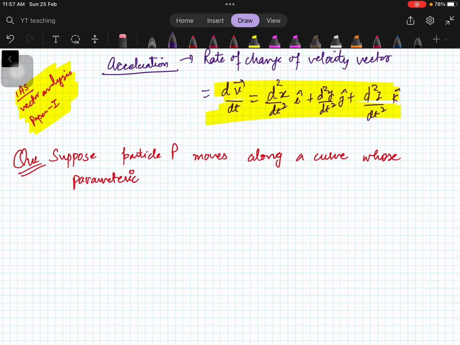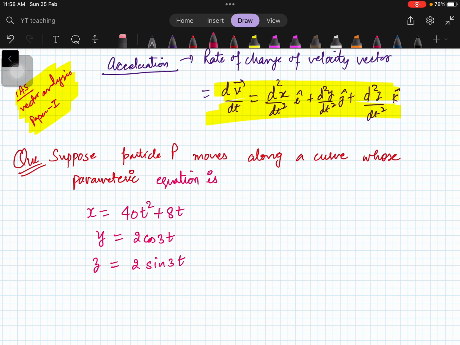I was getting so many comments asking for videos on vector calculus, because the stuff on vector calculus is limited, if you see. Coming back to our question: suppose particle P moves along a curve whose parametric equation is x equal to 40t square plus 8t, y equal to 2 cos of 3t, and z equal to 2 sine of 3t, right?